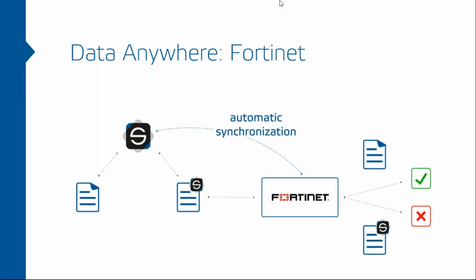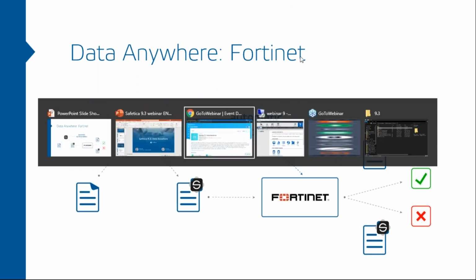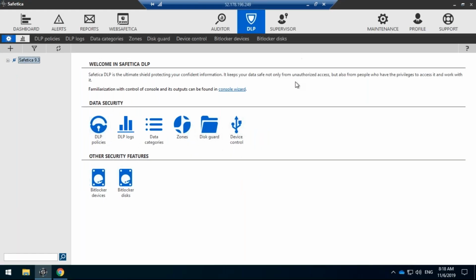And now, if everything works fine, I would like to connect to my virtual machine. Hopefully you can see it fine. Let me just check the audience view. Yeah, should be working. So now what you see is our Safetica console, and currently I'm in the DLP section.